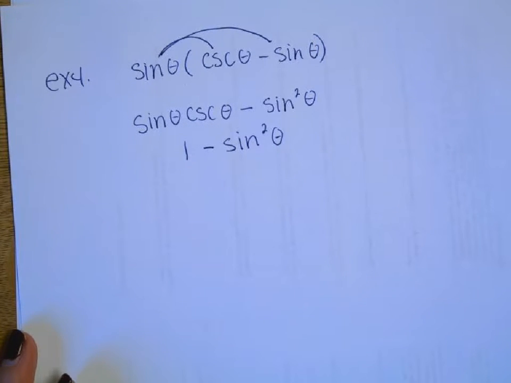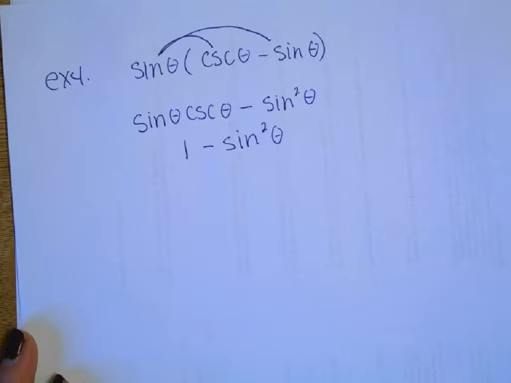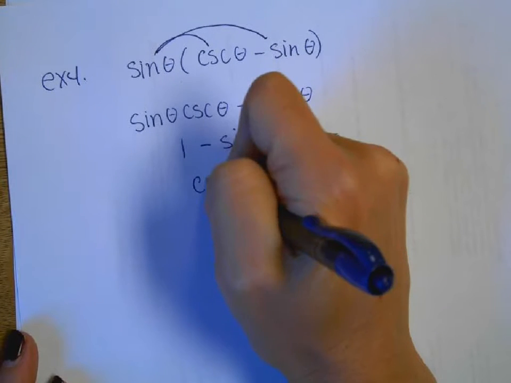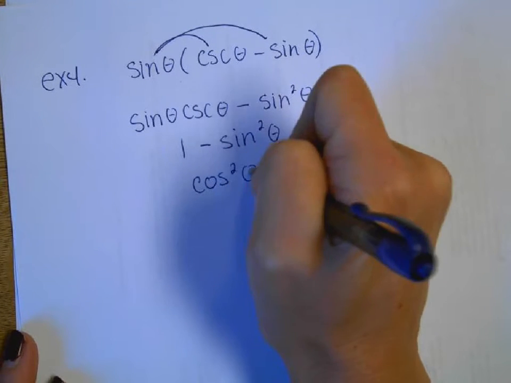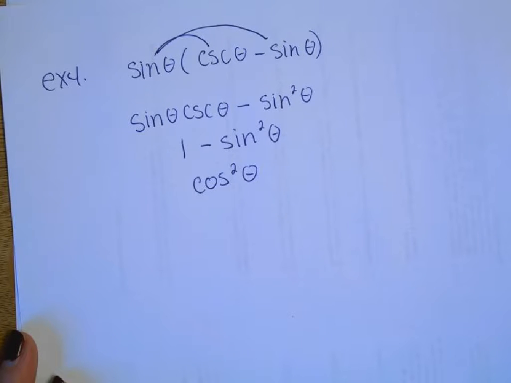Does that simplify anymore? Looking Pythagorean again, isn't it? What does it equal? Cosine squared. Right off of the Pythagorean identities. Okay.